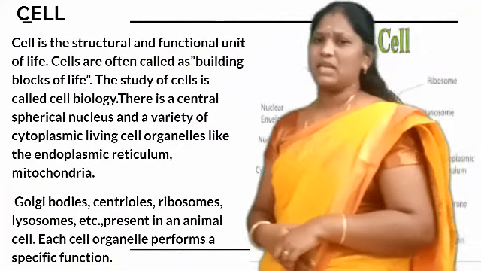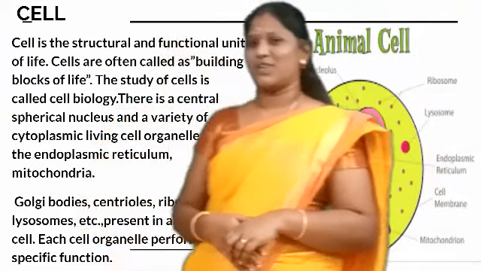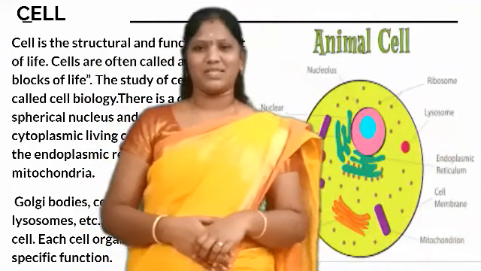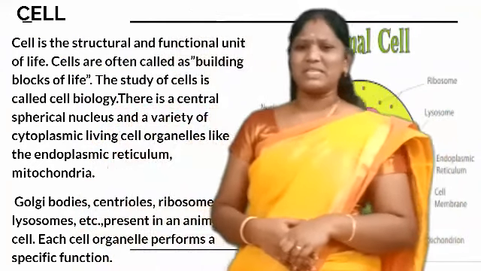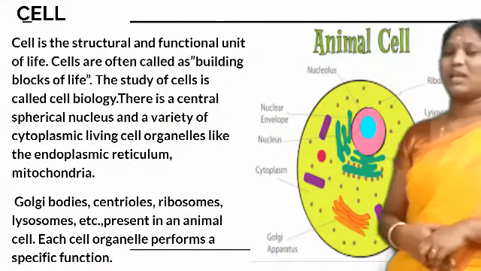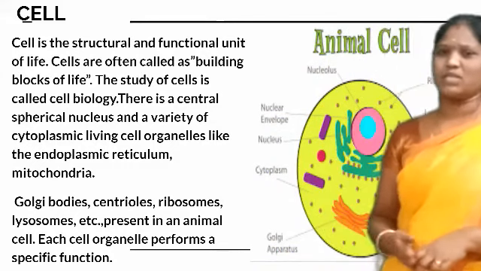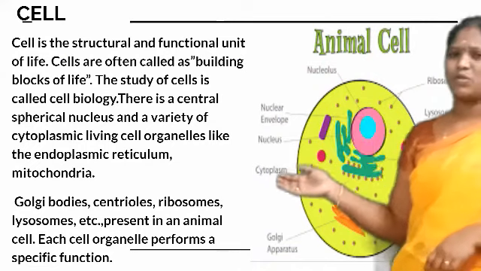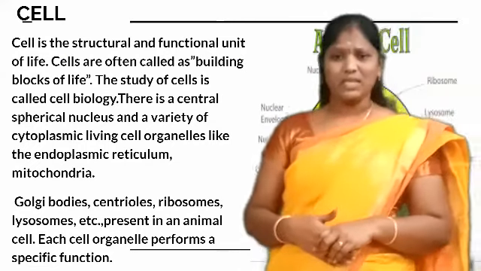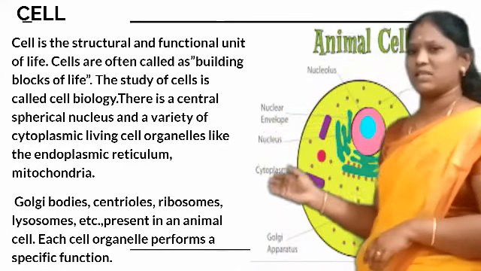Cell. Cell is the structural and functional unit of life. Cells are often called the building blocks of life. The study of cells is called cell biology. There is a central spherical nucleus and a variety of cytoplasmic living cell organelles like the endoplasmic reticulum, mitochondria, Golgi bodies, centrioles, ribosomes, lysosomes, etc., present in an animal cell. Each cell organelle performs a specific function. This is the animal cell.